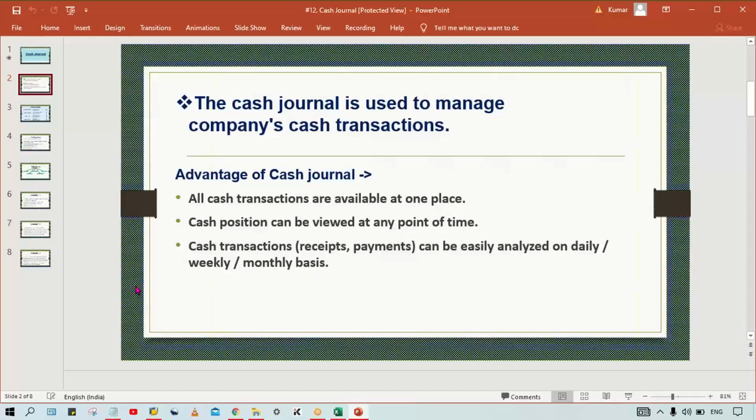Now, the next one is how the cash journal is going to be used, guys, that I'll show you. But before that, first of all, we have to create the GL account.